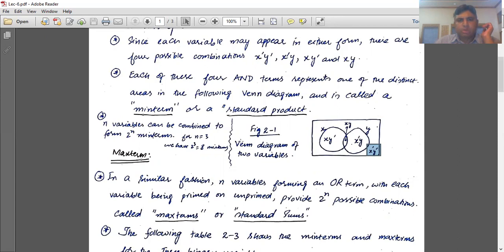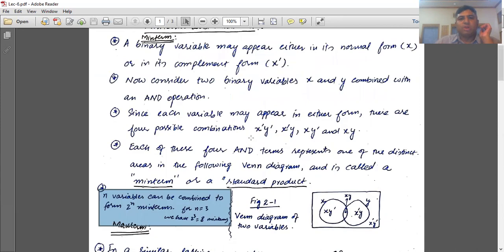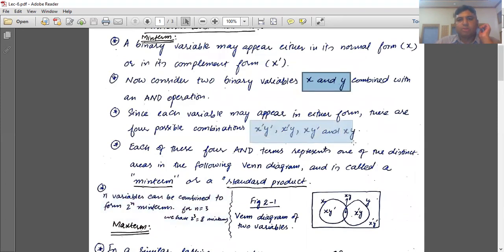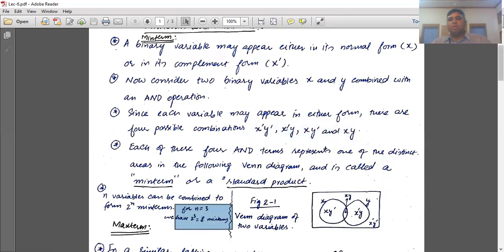One more thing written here: n variables can be combined to form 2 raised to power n minterms. For n equal to 3, we have 2 raised to power 3, 8 minterms. We have seen that if there are two variables, x and y, we have 4 minterms, that is 2 raised to power 2. In general, if we have n variables, then we have 2 raised to power n minterms. For n equal to 3, we will have 2 raised to power 3, 8 minterms.